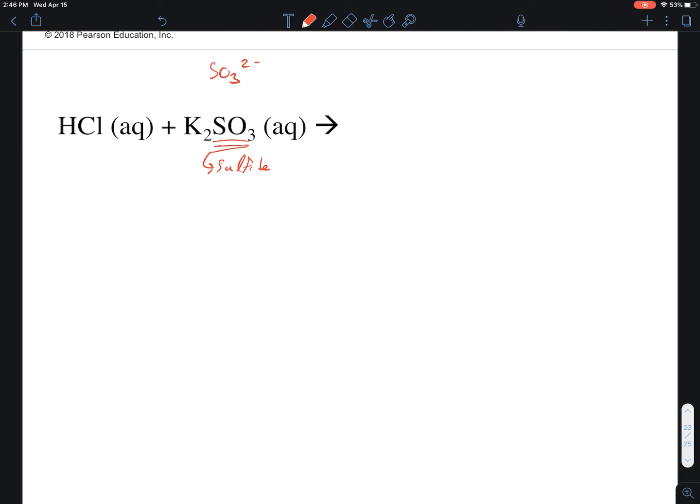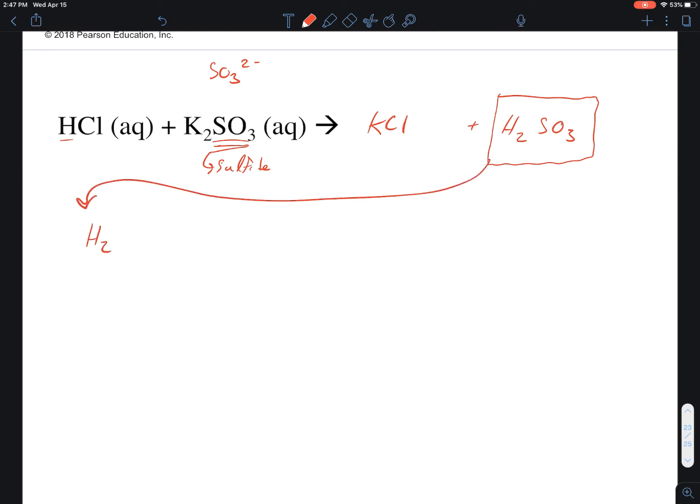So let's predict the products real quick. I'll show you how you can work through these things. If you swap the ions out, you get KCl, potassium pairing up with chloride. The H is going to pair up with the sulfite to give you H2SO3. Now, what you've got to do is recognize that H2SO3 will decompose into water and SO2. So H2SO3 actually becomes water plus SO2, right? If you balance it out, you can see there's 3 oxygen on either side and 2 hydrogen.